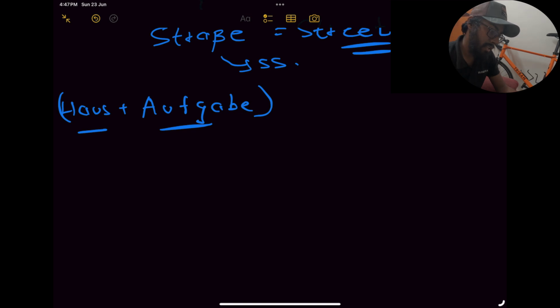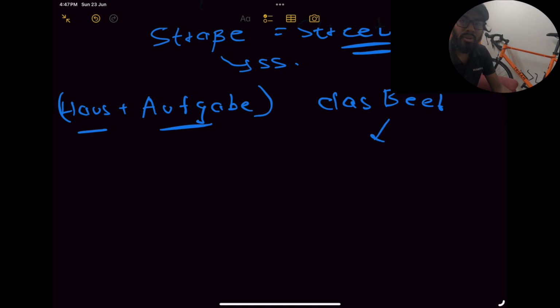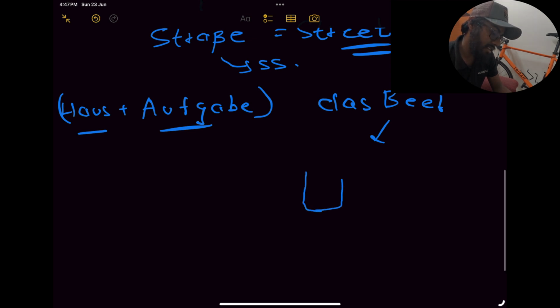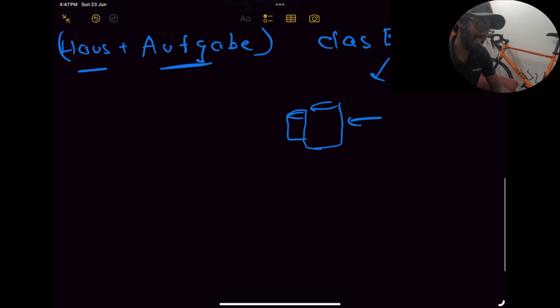And next is Bier. Das Bier. You may know what is beer if you have consumed beer. We take it here inside this, hold it like this. So this is your beer. I'm just making a graphical description of beer.